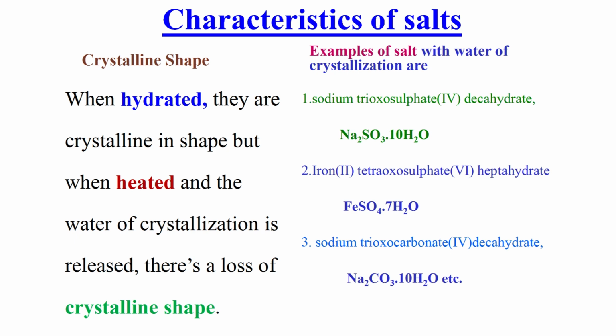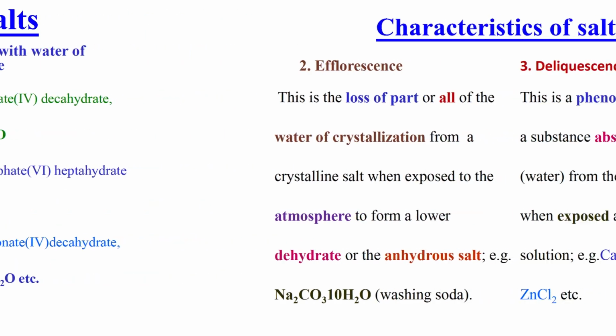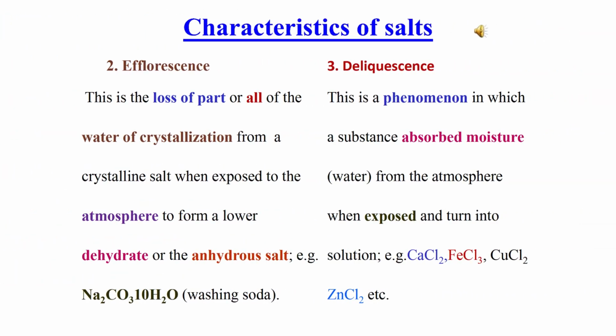heptahydrate, FeSO4.7H2O. And sodium trioxocarbonate 4, decahydrate, Na2CO3.10H2O, among others. Moving forward, we'll see the second characteristic: efflorescence. This is the loss of part or all of the water of crystallization from a crystalline salt when exposed to the atmosphere to form a lower hydrate or the anhydrous salt.